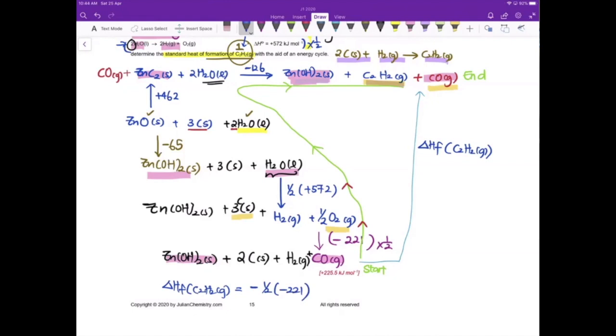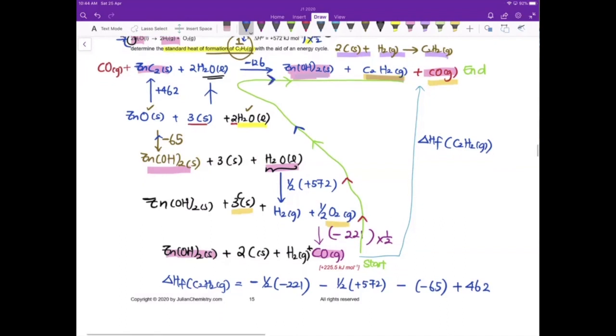The next one is also minus, because it's reverse, half times positive 527. And this one is also reverse, so minus -65. And this is along, plus 462. And this is along, in the same direction, so plus negative 126. And therefore, you should get positive 225.5 kilojoules per mole.